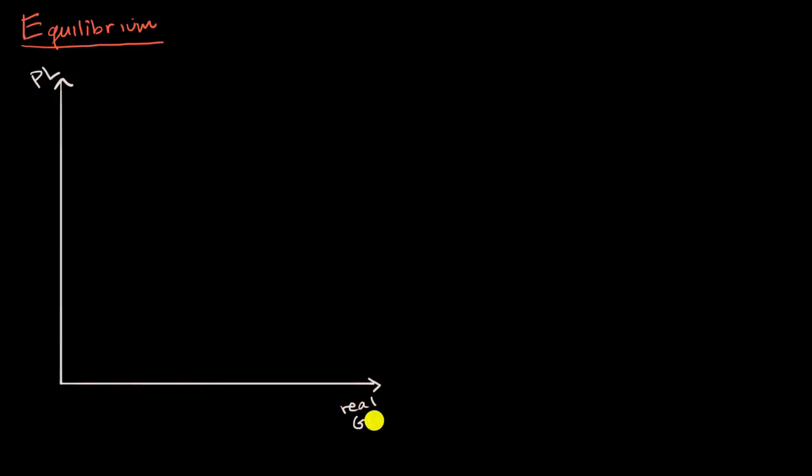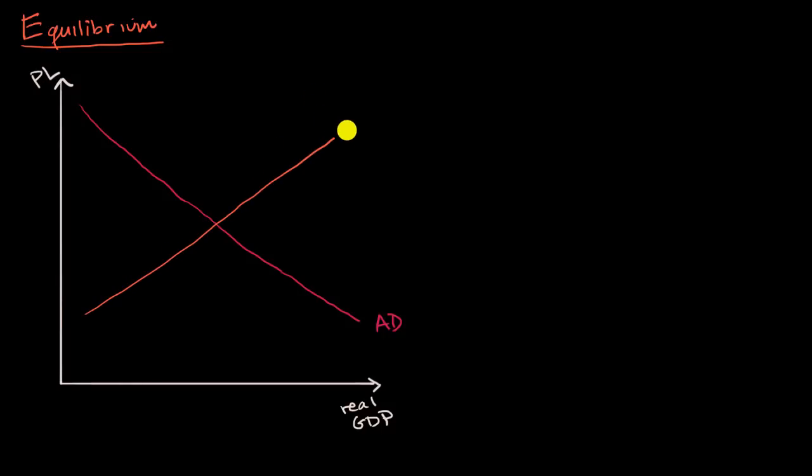Real GDP. And then I'm going to draw the aggregate demand curve that we have seen multiple times. And we have talked at length in other videos about why you could justify it being downward sloping like this. So this is our aggregate demand curve. And now let me draw a short run aggregate supply curve. So let's say this is our short run aggregate supply curve. I'll just call it short run aggregate supply curve 1.